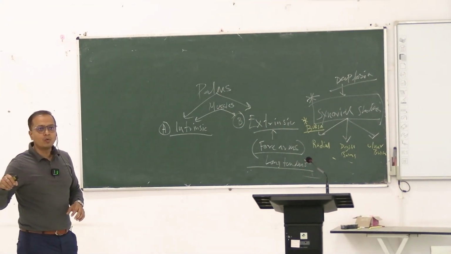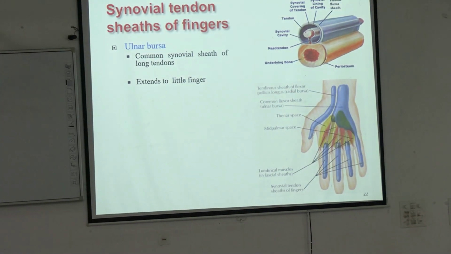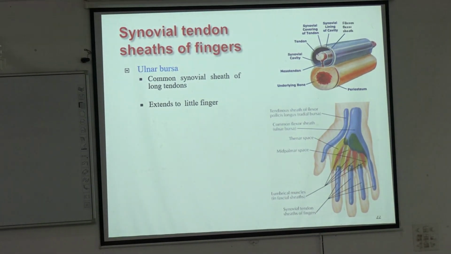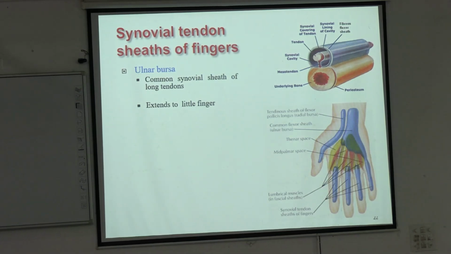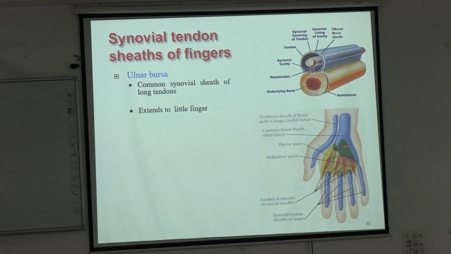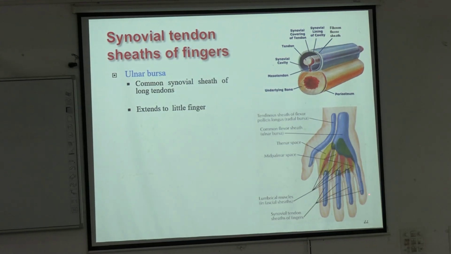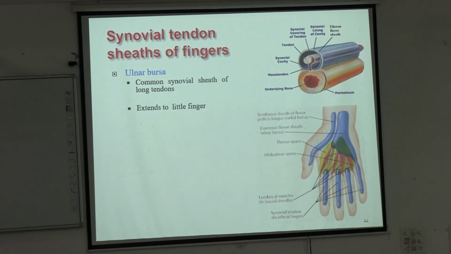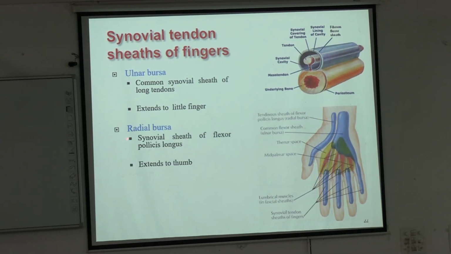Now what we have to know is what the digital bursa is covering, what the ulnar bursa is covering, and what clinical problems we encounter. This ulnar bursa covers the long tendon which reaches only the little finger. The radial bursa, again a synovial sheath, covers the long tendon of the thumb, the flexor pollicis longus.